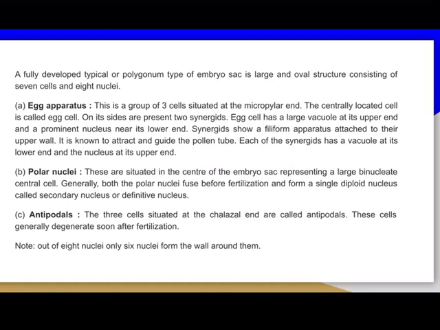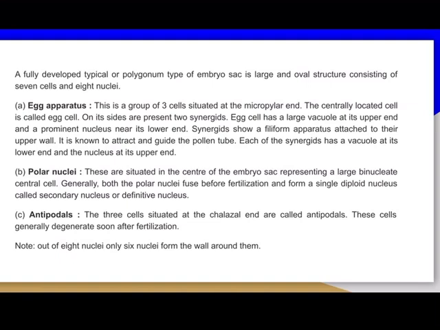But you note down that out of these 8 nuclei, 6 nuclei form a wall around them. If the question comes, how many nuclei in the embryo sac get wall formation around them, the answer should be 6 out of 8. If the question comes, how many cells are present inside the embryo sac, the answer should be 7 cells. And the total number of nuclei inside the embryo sac is 8.